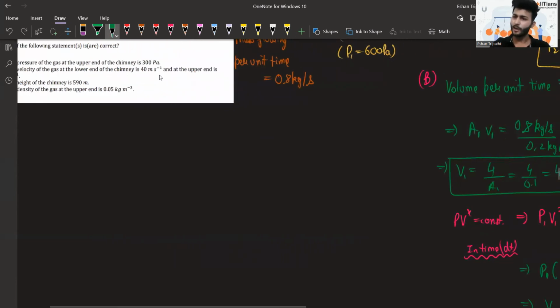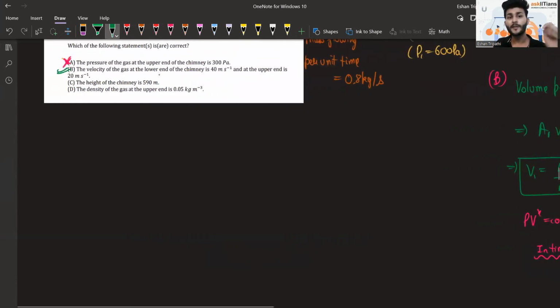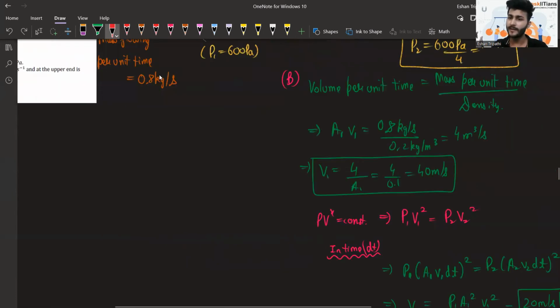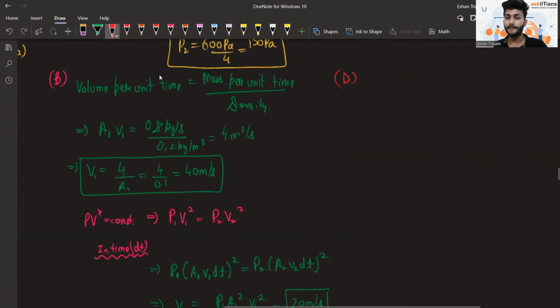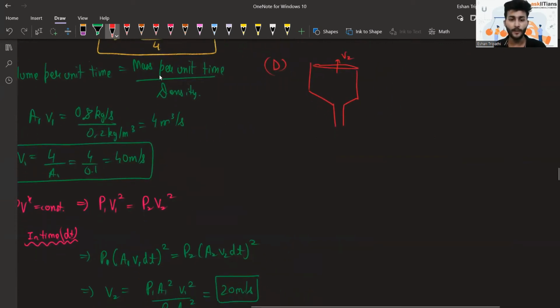Now, since we are already solving it, we have the logic. We will directly go for the D part first of all, because density is being asked. We already know a relation between density and all this stuff. We will go to the D part directly. We know that from the topmost point, let me draw it again, it is flowing with some speed v2, which we have found out to be 20 meters per second.